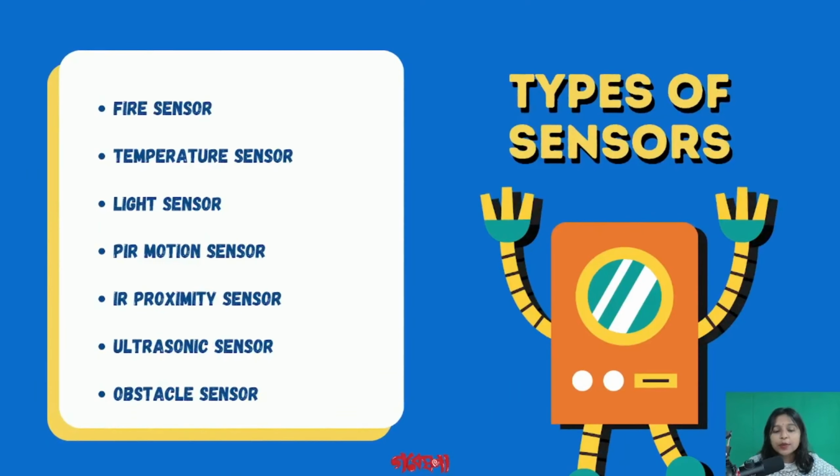In robotics and automation, we use different types of sensors such as fire sensor, it detects flame, temperature sensor detects heat, light sensor detects brightness, PIR motion sensor detects human or animals movement and temperature, proximity sensor detects object, ultrasonic sensor measures distance of object, obstacle sensor detects also object. Today we will mainly focus on the obstacle sensor for child monitoring system.